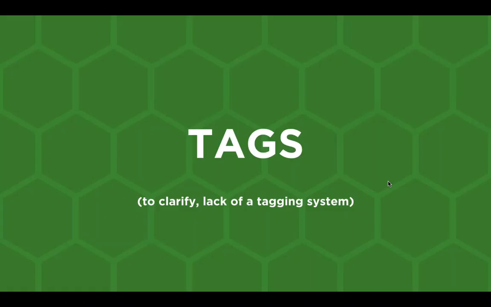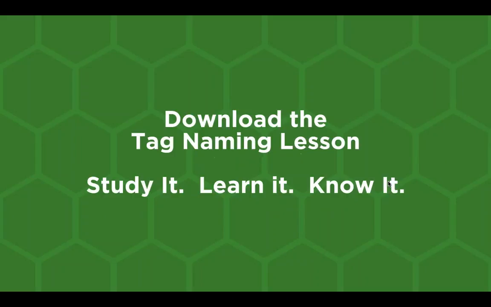But it comes down to tags, or to clarify, is the lack of a tagging system. Now you'll see as you start to implement what I'm going to show you, how having a good tagging system actually fixes so many other problems. All of a sudden, campaign building in the campaign builder becomes easy and simple and much more clear when you have this tagging system in place.